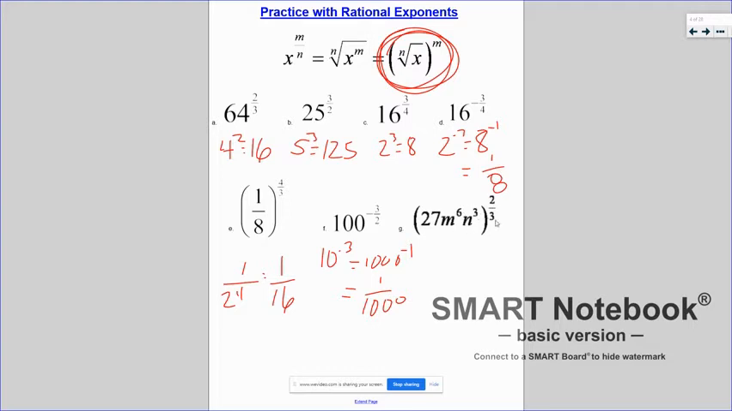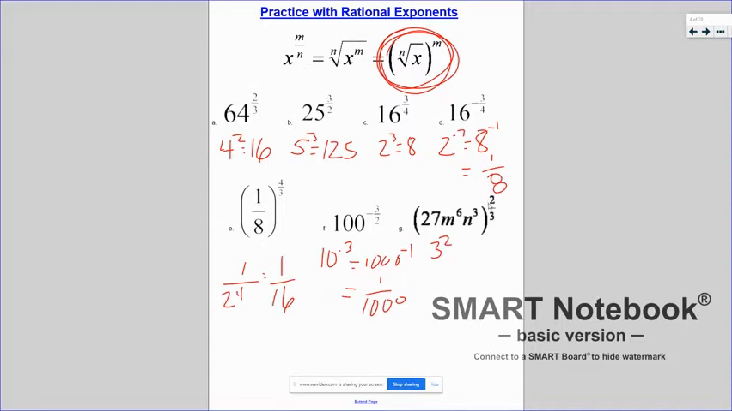So now I have to apply this 2/3 to everything that's in the parentheses. I have a product inside here. So my rule is I will apply the exponent to everything that is on the inside. So 27 to the 2/3 means the cube root of 27, and then square that answer. The cube root of 27 is 3. And then 3 squared.